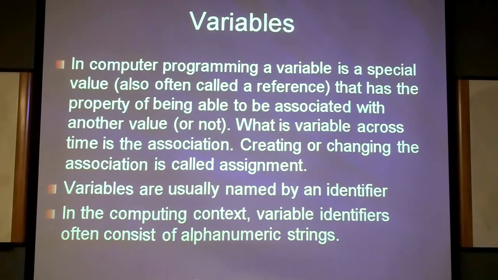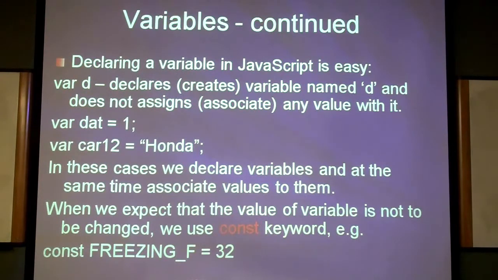So when we declare a variable, when we create this container in memory, we typically use alphanumeric strings because that's easier for a human being to read and to work with. Any questions about this? Okay. So JavaScript definitely supports variables, and here are examples of that.